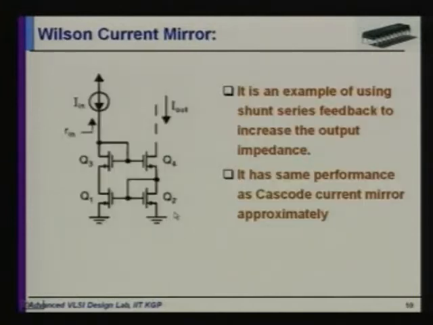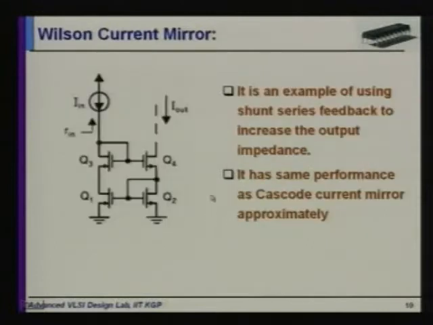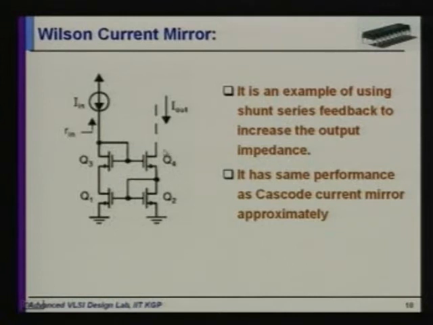Now we are switching to a more accurate thing. This is the Wilson current mirror in the MOSFET domain. In the same time that the cascode current mirror was developed, the Wilson current mirror was also developed. It is an example of using shunt series feedback to increase the output impedance. In the case of this circuit we use the cascode stage to increase the output impedance, but here we are using the shunt series feedback developed by this Q4 and Q3. This is the shunt series feedback topology. Here you can easily understand it from the feedback topologies.